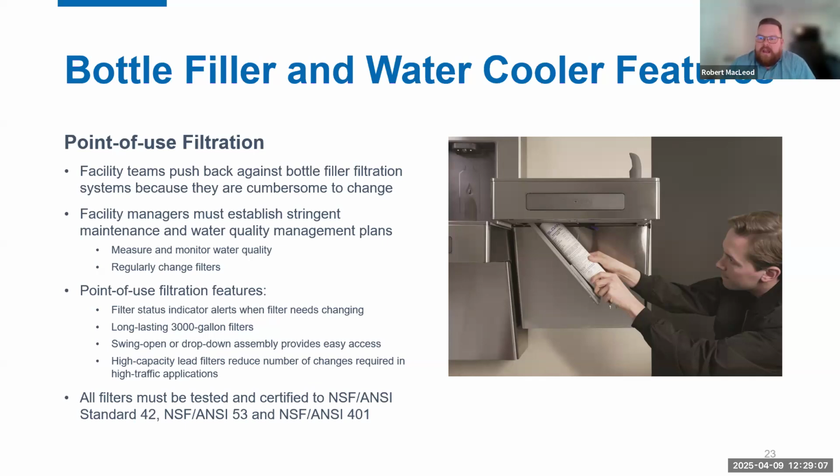The filter status indicator provides alerts when the filter needs to be changed. Newer models have long-lasting 3,000-gallon filters that are either accessible from a swing open door cabinet or a drop-down filter door, like you can see in the image there, which provides a much, much easier way to access the filter and the internal components for the facilities people. That means maintenance teams will be able to change the filter regularly if it's a lot easier to access.